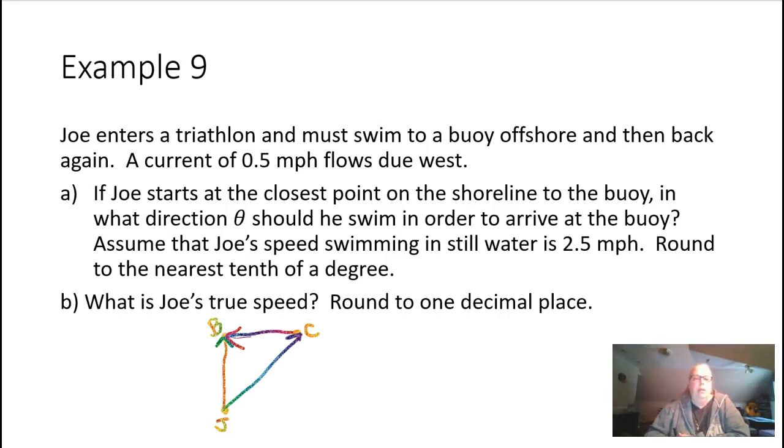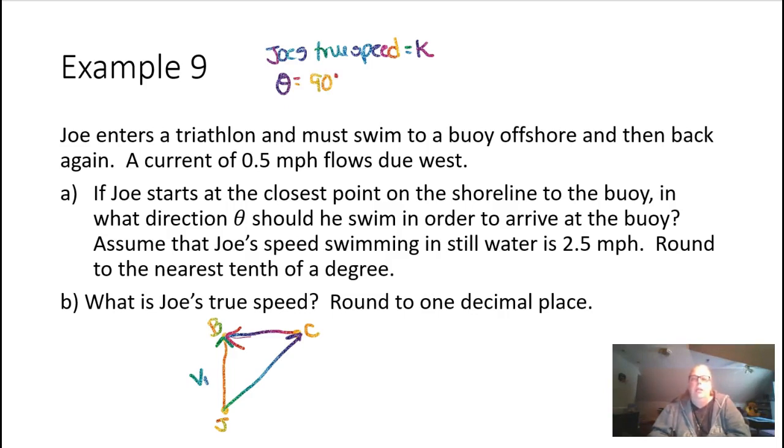Okay, so over here, this would be Joe's true speed, which we don't know. We'll call that K. And we're just going to call this V sub 1 for the vector. So the speed here is K. The angle that he would be swimming, if he were able to swim straight from the shore to the buoy, is going to be 90 degrees.